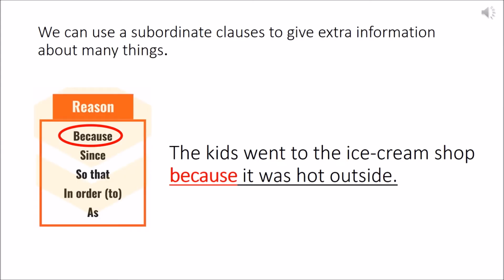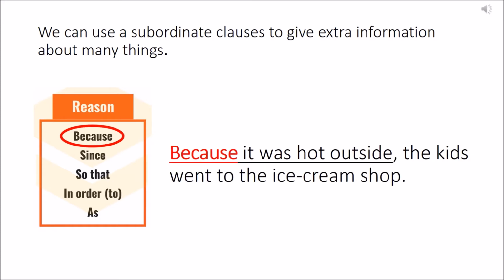We can use a subordinate clause to give extra information about many different things. Here we have another example using a reason why to give more information. The kids went to the ice cream shop because it was hot outside. And moving the subordinate clause to the front of the sentence, because it was hot outside, comma, the kids went to the ice cream shop.